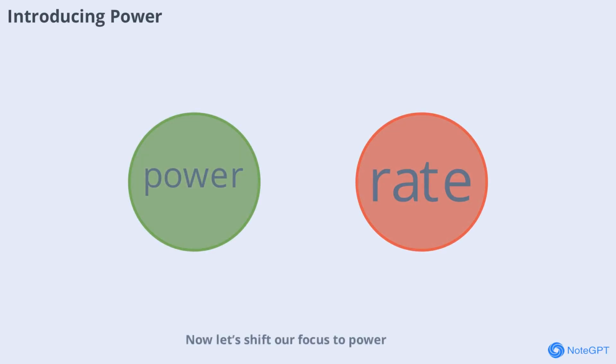Now let's shift our focus to power. While work measures the amount of energy transferred, power tells us how quickly that work is done. In other words, power is the rate at which work is performed. This concept is crucial in everything from engines to electronics, helping us understand not just how much energy is used, but how fast it's used.